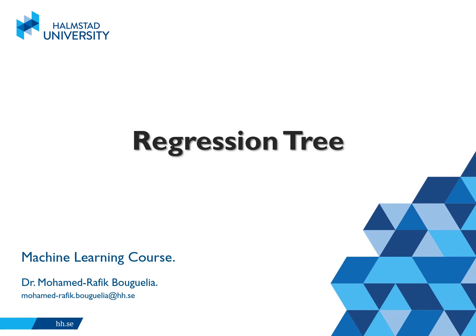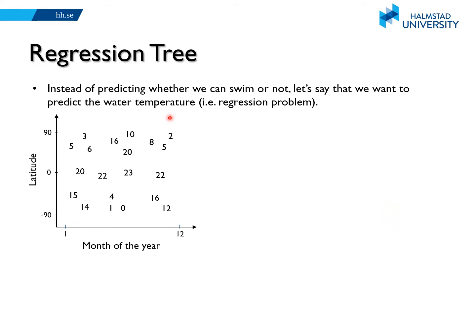Until now, we talked about decision trees for classification. But trees can also be used for regression, and these are usually called regression trees. Let's take the same example as previously. But instead of predicting whether we can swim or not, let's say that we want to predict the water temperature. So this is a regression problem because what we want to predict consists of continuous values. These are not classes or categories. So this is our training set. And those numbers here indicate the output, the temperature.